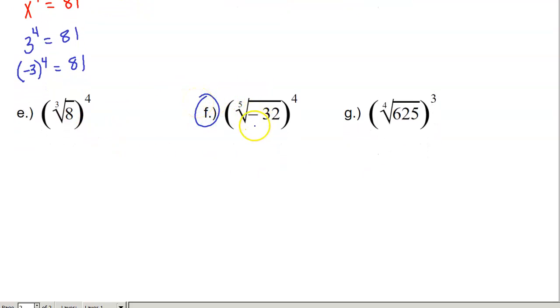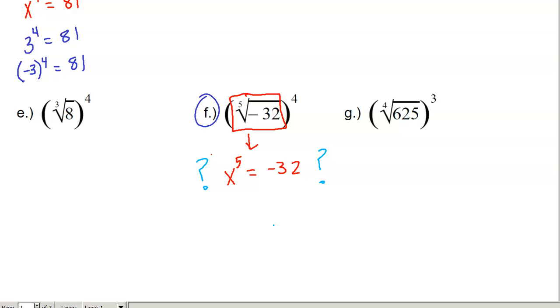So here we have the fifth root of negative 32, and then that's raised to the fourth. I'm going to do this part first. I'm just going to worry about the fifth root of negative 32, and then once I get that answer, I can raise it to the fourth. The fifth root of negative 32 asks the question, which number raised to the fifth is equal to negative 32? In other words, which number can I multiply by itself 5 times to get 32?